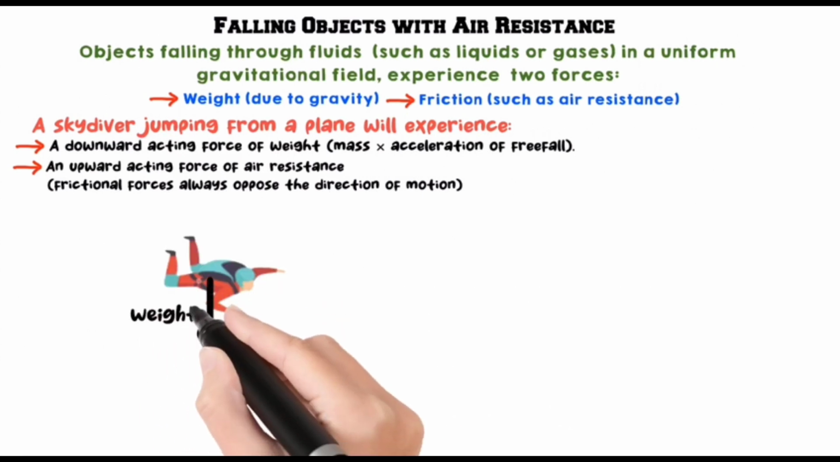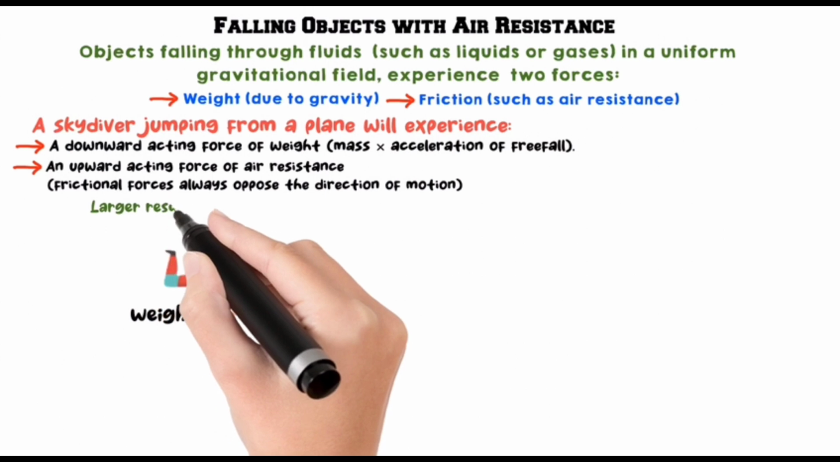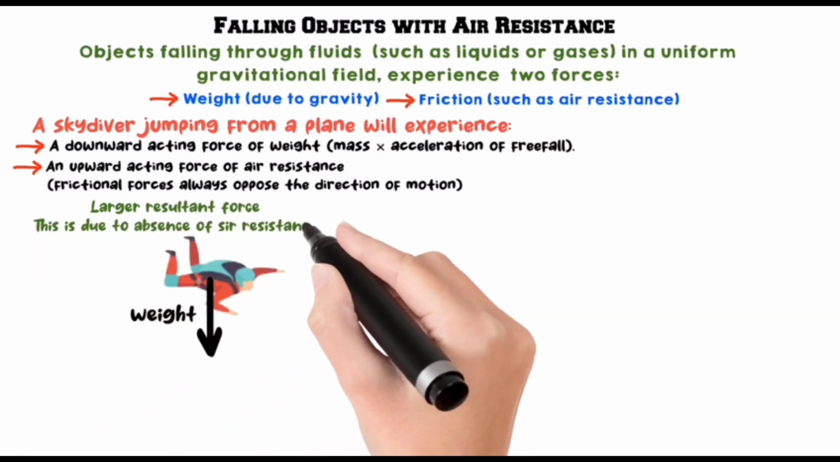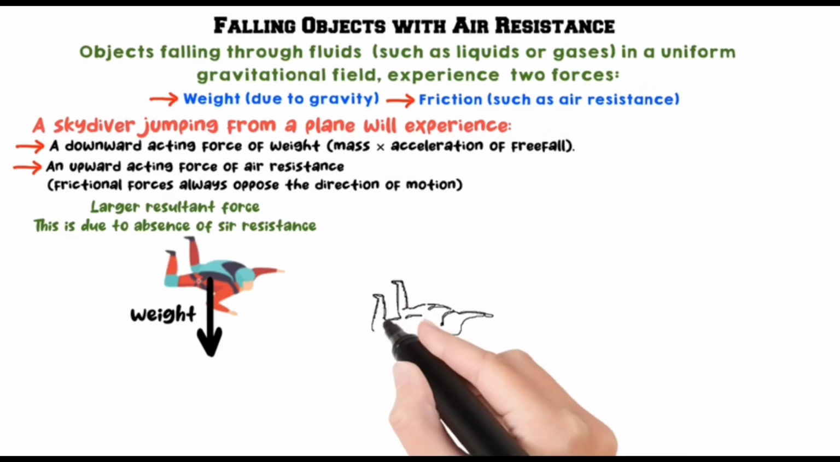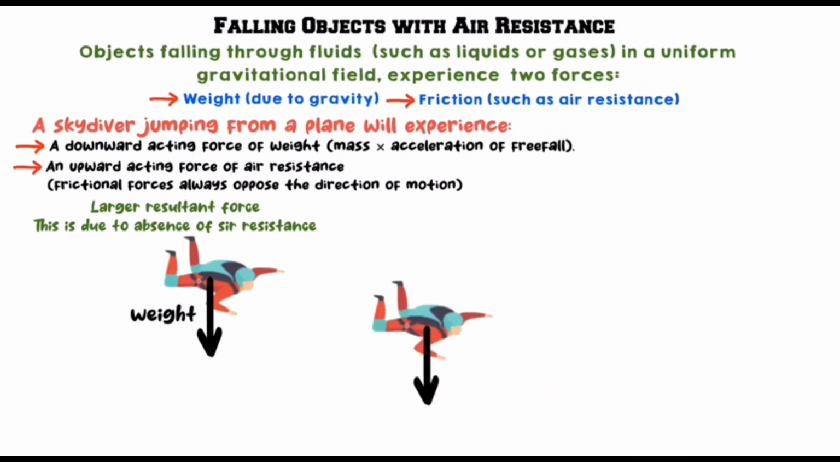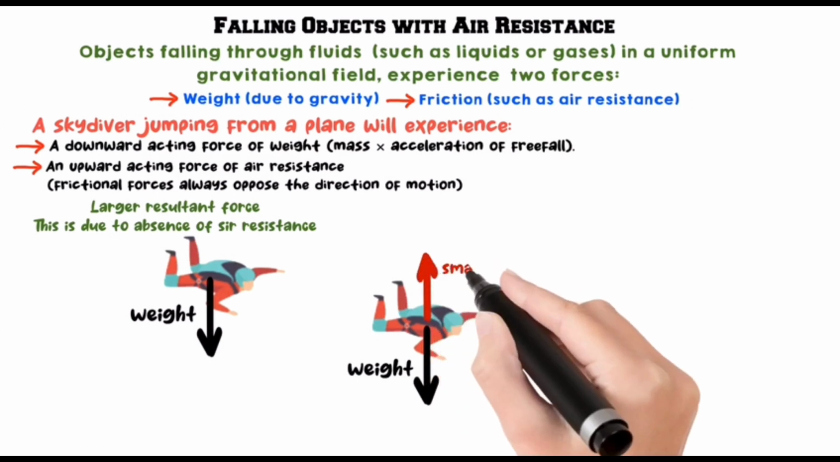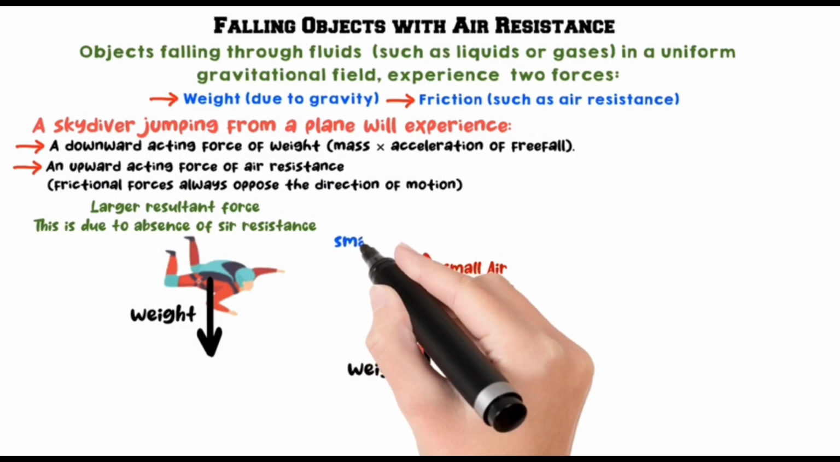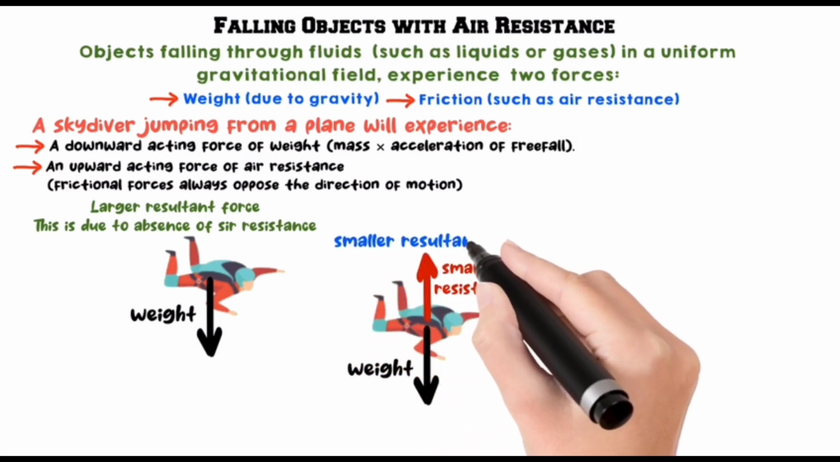This is weight. There is a larger resultant force. This is due to the absence of air resistance. For the second figure, air resistance starts to act. So there will be a smaller resultant force.